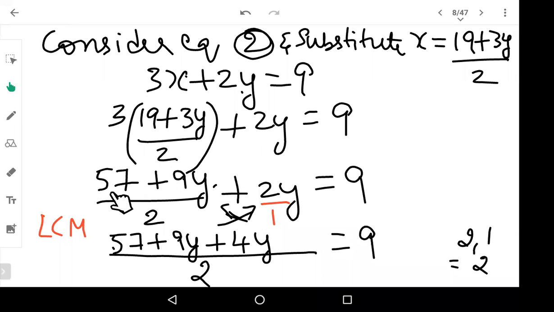Now next step, 3 into 19 is 57. 3 into 3y is 9y. Divided by 2. This division by 2 is only for 57 and 9y. Okay, Sindhu already got the answer. Good, Sindhu. Solve x also. Now substitute this y in any of the equation and solve x.